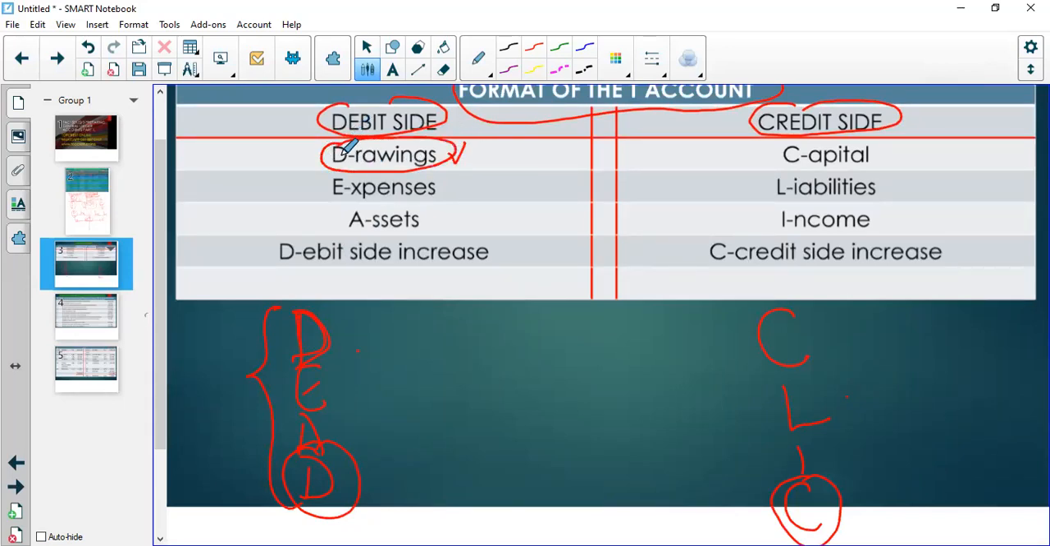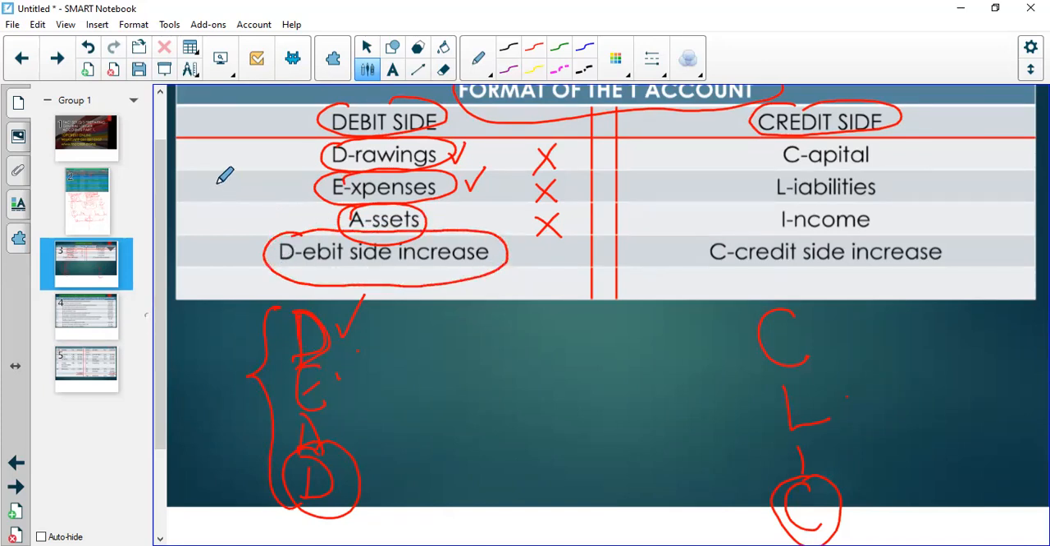So if drawings increase, you record the increase on the debit side. That's the first D. If your expenses increase, they're going to be recorded on the debit side. If your assets increase, the increase will be recorded on the debit side. So what this means is all elements that increase on the debit side will decrease on the credit side.